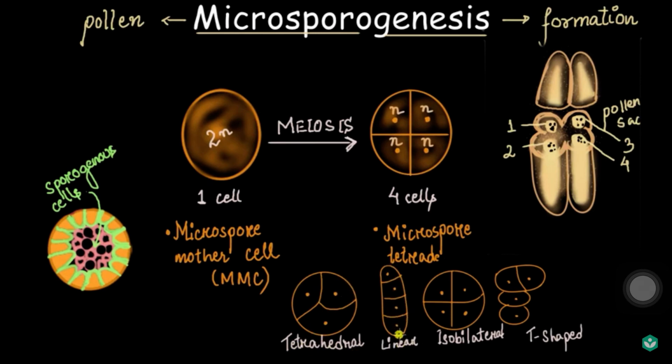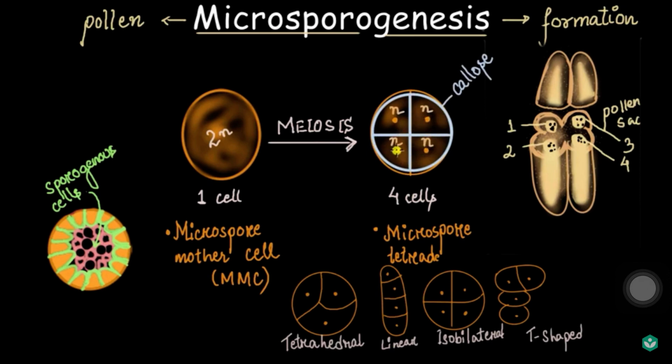So this is a tetrahedral arrangement. This is a linear arrangement. This is isobilateral. This is same as this one. And this is T-shaped. There are few more shapes. So these tetrads or these 4 cells can be arranged in a number of different ways. And the most common one is this one, the tetrahedral shape. Now this microspore tetrad is held together by a protein which is called callose. These callose are holding all these 4 haploid cells together in a tetrad.